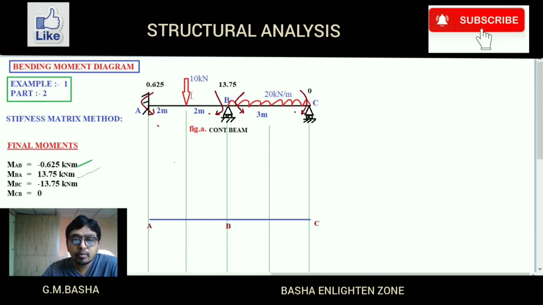You people already know, whenever a point load is acting on a span AB, what is the shape of that free bending moment diagram for span AB? It will be in the shape of a triangle. Whenever a UDL is acting on a span, what is the shape of that free bending moment diagram? It will be in the shape of a parabola.